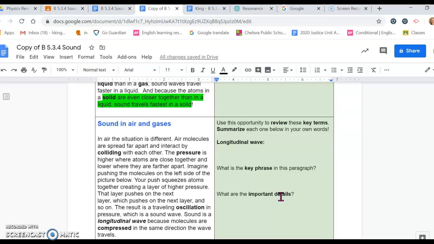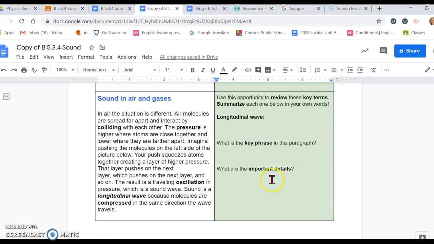Now at this point, I'm going to start doing more of the reading because you guys can fill this information on your own. I'm really trying to get the vocabulary for the reading for you, okay? So sound in air and gases. In air, the situation is different. Air molecules are spread far apart and interact by colliding with each other. The pressure is higher where atoms are close together and lower where they are farther apart.